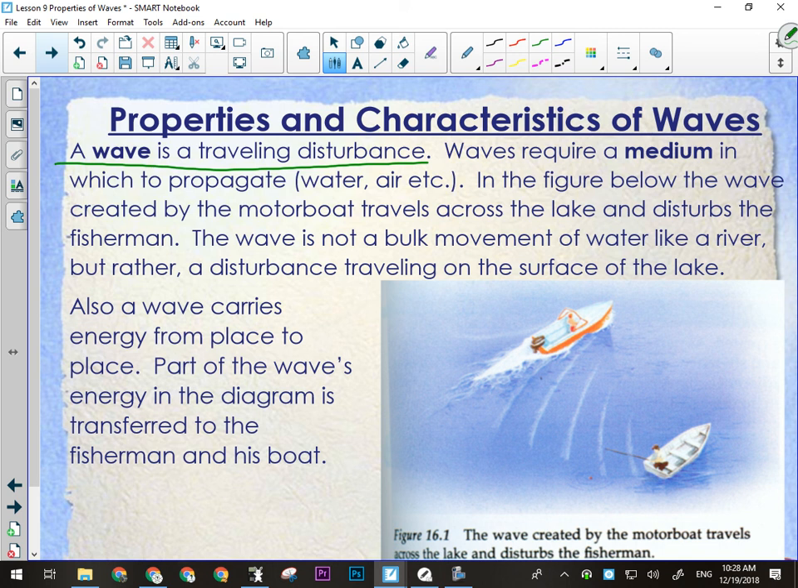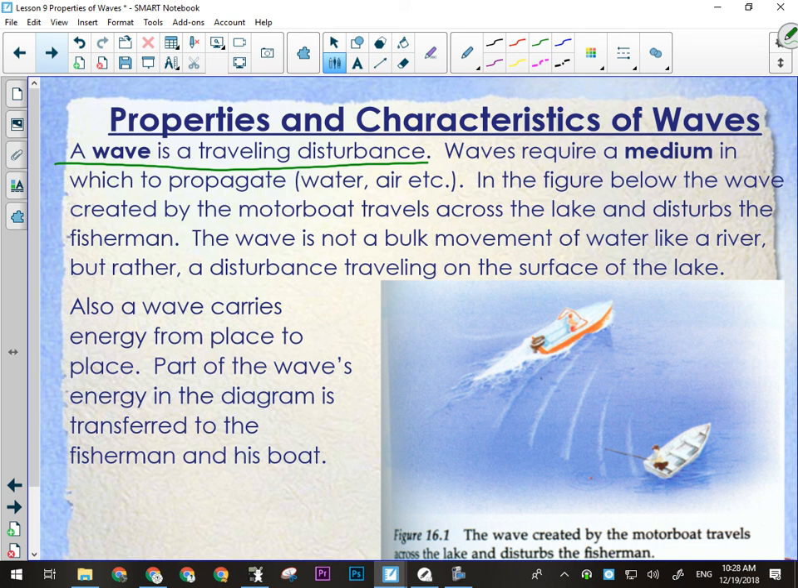So we have to remember that a wave is not its own thing. It's actually just the energy of a disturbance moving through something else, which is why if a speedboat goes past someone who's just floating in the water, that person floating in the water will oscillate up and down. It takes work to move them up and down, and that's the energy from this disturbance traveling outwards from it. Everybody all right with that idea?